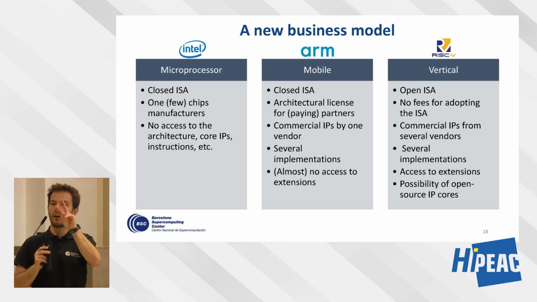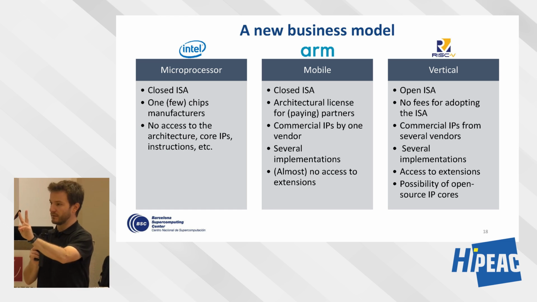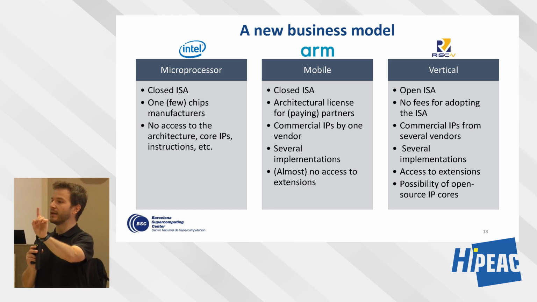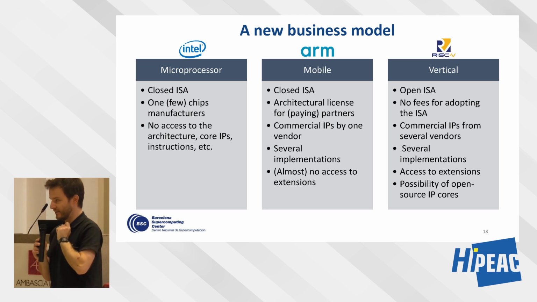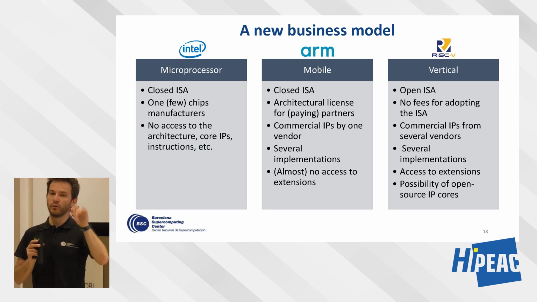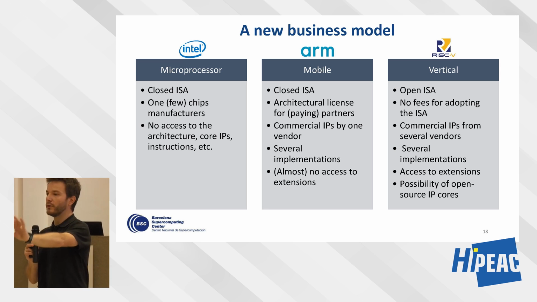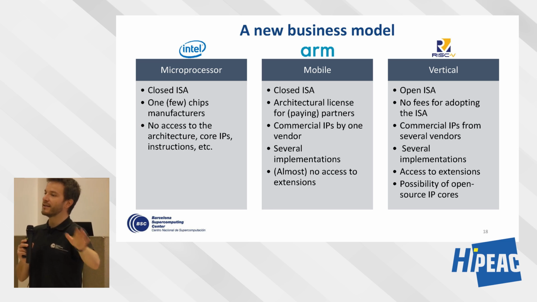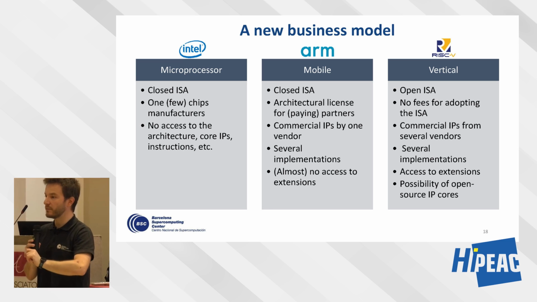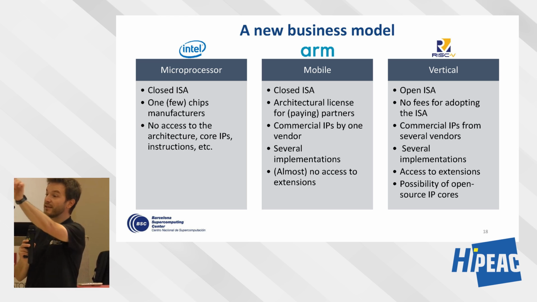ARM offers 2 products. The first product is the ISA. You can buy the ISA, well, actually you can rent the ISA, okay? So you contact ARM, they give you the book with all the instructions, and you pay a lot of money. And starting from there, you can build your own chips based on the ARM instruction set. This is the first product.